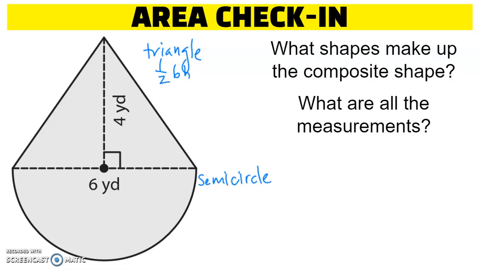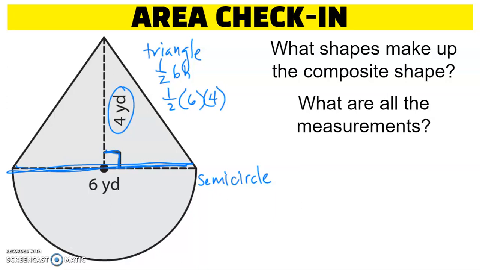So I need the base. This is the base. It's going to be one of my sides, and that's 6. So this is going to be 1/2 times 6 is the base. And then the height is always perpendicular. Where it makes that right angle, that's the height. So my height is 4. So I would figure out my area of my triangle.